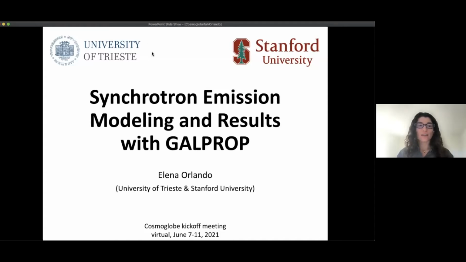And I was asked to give a talk on Galprop, which is a code to model the synchrotron emission and the cosmic ray propagation in the galaxy. So first, I have to start by giving a generic overview of the physical processes behind, and then I will focus on the more technical aspect, and I'll give you some recent results.